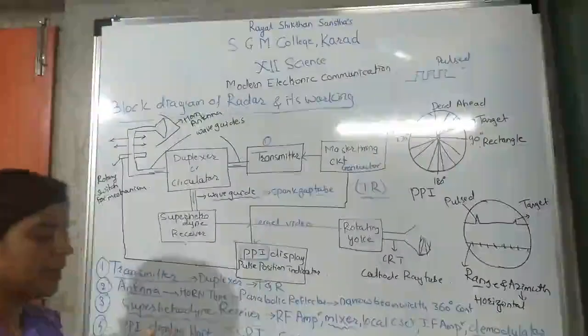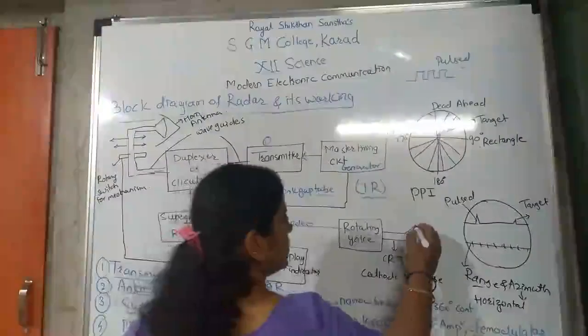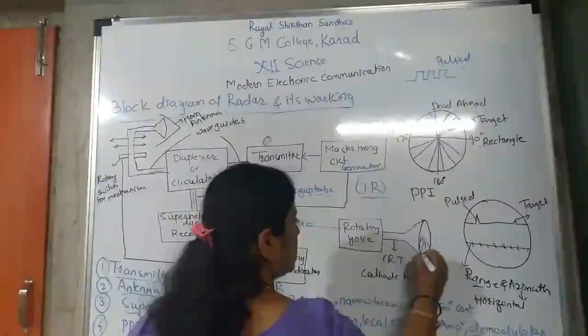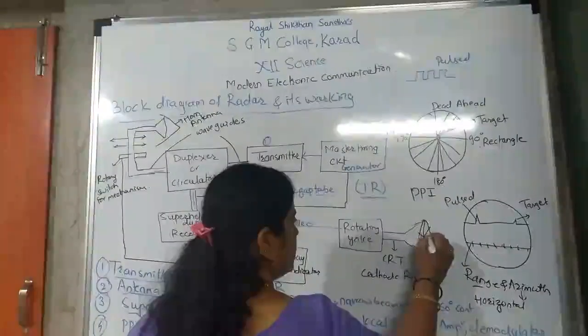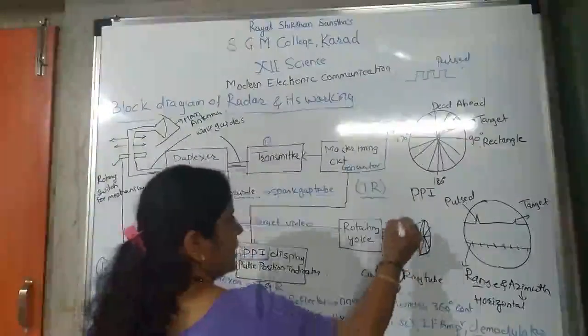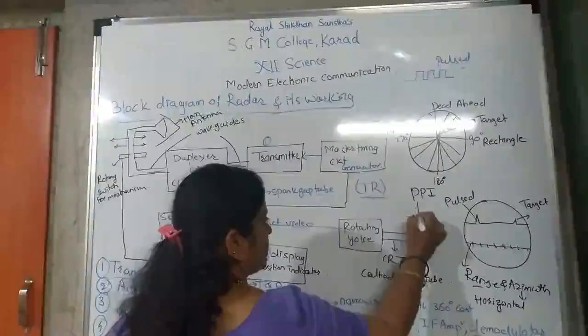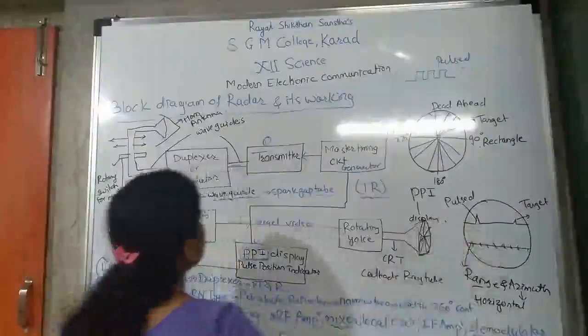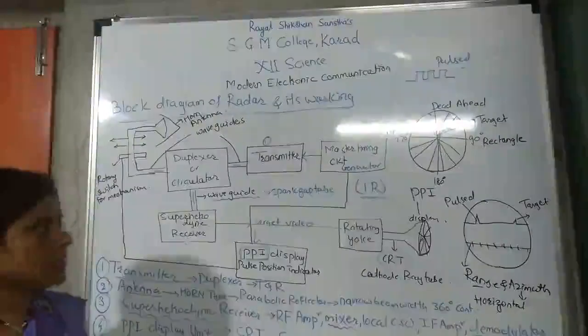Okay, so this is the main building block, the block diagram of radar. This is the PPI display. All of you understand this?